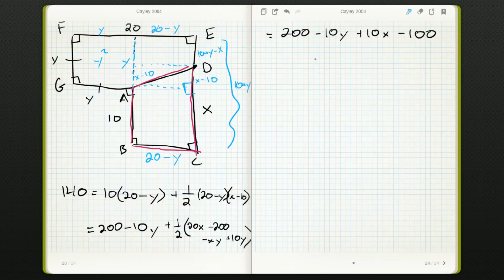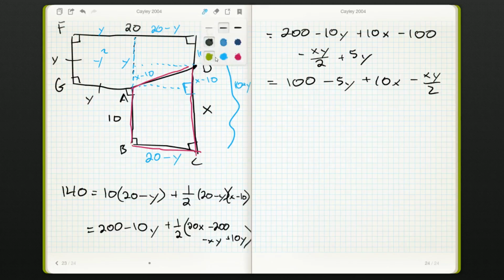Half of 200 is 100. We'll still have minus xy over 2, and then we'll have a half of 10, 5y. So 200 minus 100, 5y minus 10y, 10x, we'll have minus xy all over 2. Okay, so we've got the makings of something, I guess. Now if we look at, we'll put it in green, the green half over here, it should also be 1/2 of the total area.